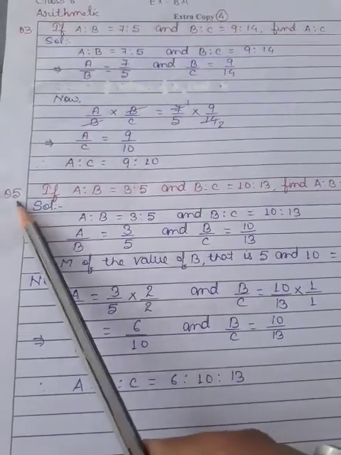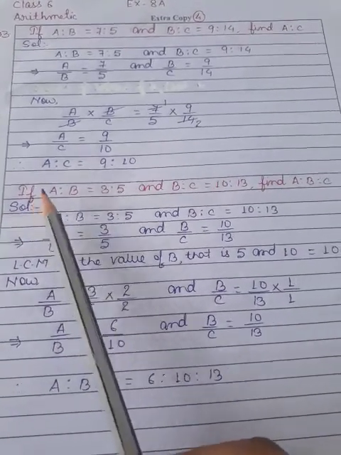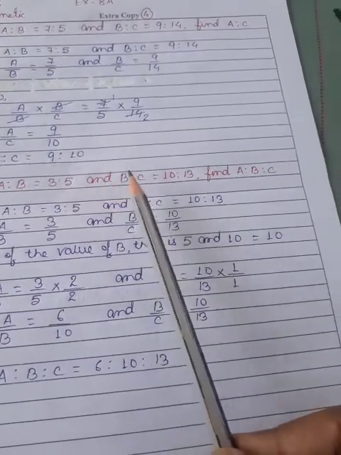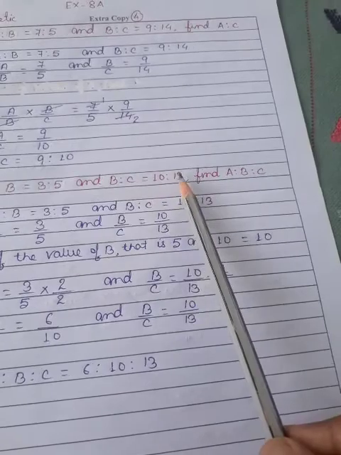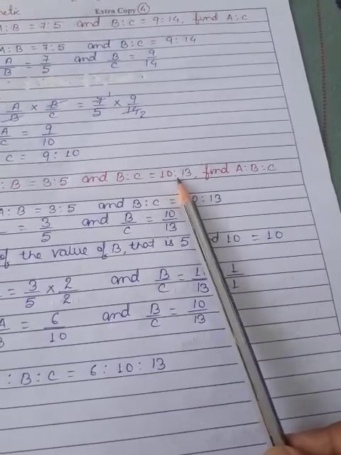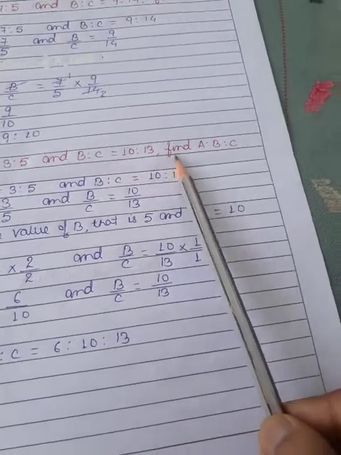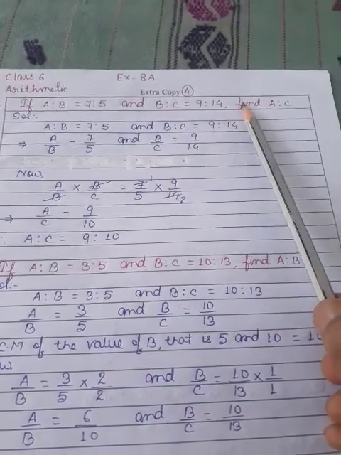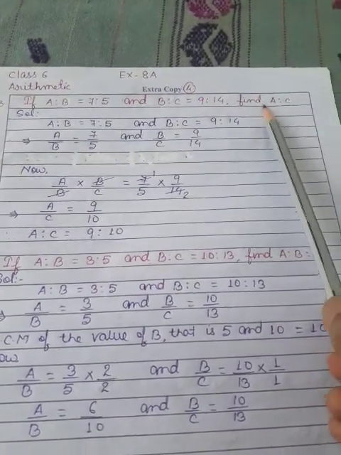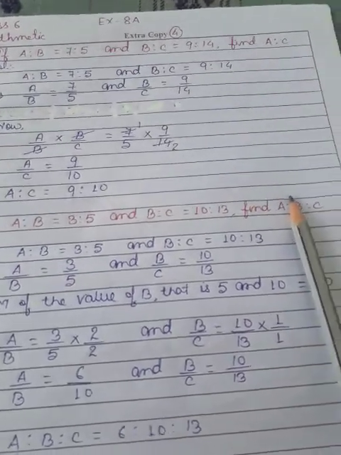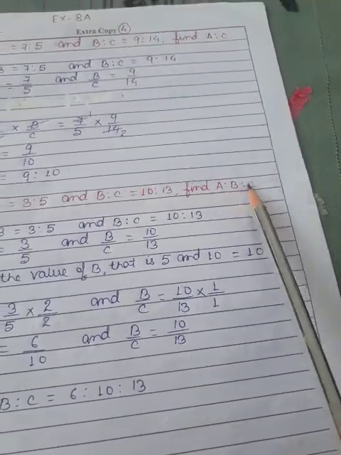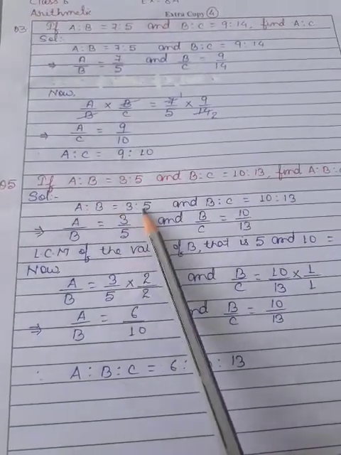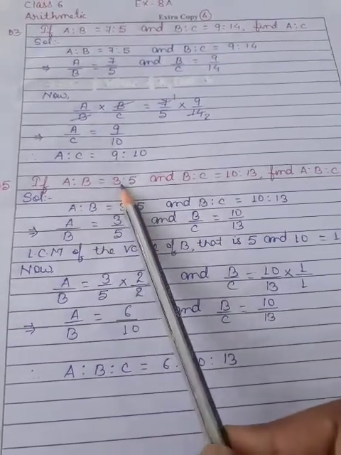Okay, number 5. In number 5 we have: if A ratio B equal to 3 ratio 5 and B ratio C equal to 10 ratio 13, we have to find A ratio B ratio C. Now number 5 and number 3 are different. In number 3 we had to find only A ratio C, but in number 5 we have to find A ratio B ratio C. So here the steps will be different. Let us solve. The first step remains the same: A ratio B is 3 ratio 5.